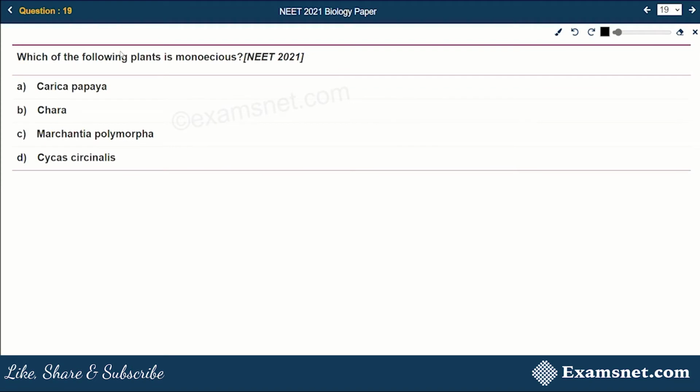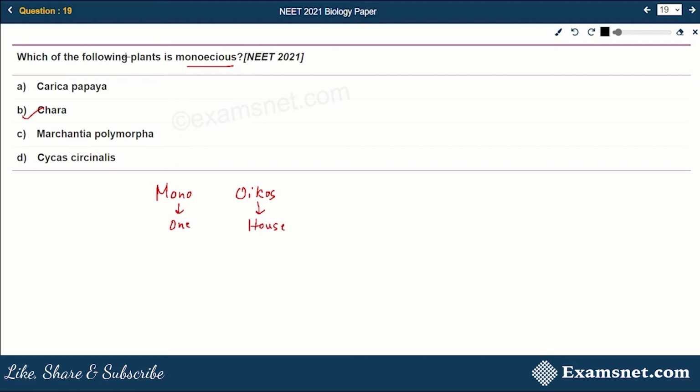Question number 19 is from the chapter Plant Kingdom, class 11, and the question is, which of the following plants is monoecious? The options are Carica papaya, Chara, Marchantia polymorpha and Cycas circinalis. The correct option is option B, that is Chara. So let's see what is meant by monoecious. The word monoecious has been made up from two different words, mono, that means one, and a Greek word called oikos, that means house.